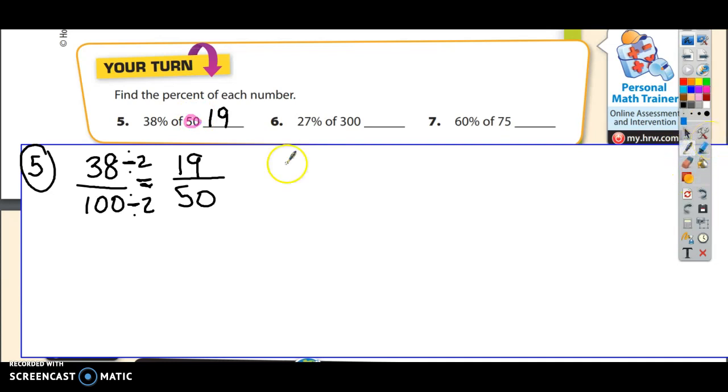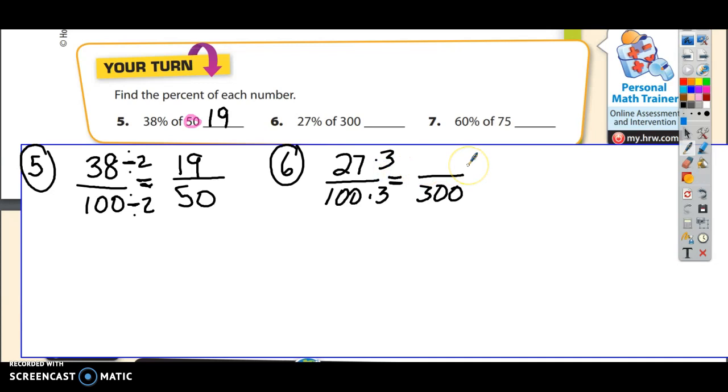Number 6 is good for proportional reasoning as well. So 27% means 27 hundredths. And out of 300 means 300 is the second term. So how would you get from 100 to 300? You'd multiply by 3. So this is the second one in a row where proportional reasoning works really well. So I'm going to do 27 times 3.